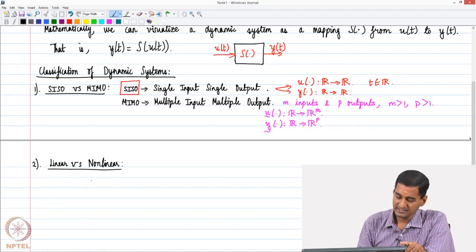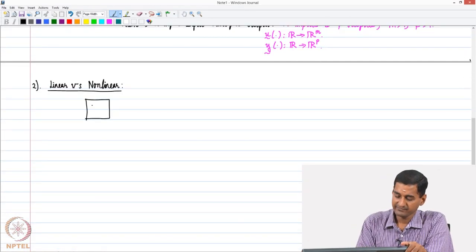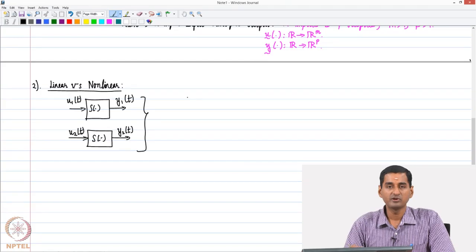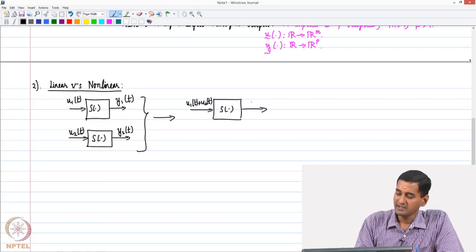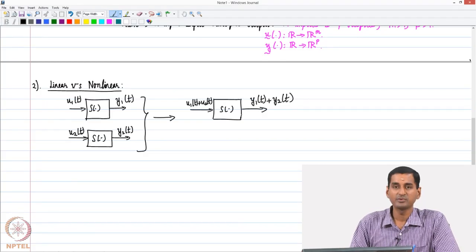So, what do we mean by this? Let us look at the definition of linearity. Let us say we have a system, and we provide an input u1 of t and we get an output y1 of t. To the same system, we provide an input u2 of t and we get an output y2 of t. Given these two arbitrary input output combinations, the question we ask is: if to the system we provide an input that is the sum of these two arbitrary inputs, u1 plus u2, is the output also the sum of the two individual outputs y1 and y2 corresponding to u1 and u2?